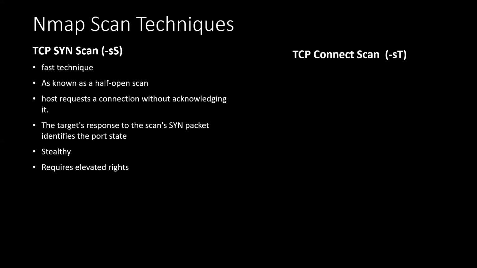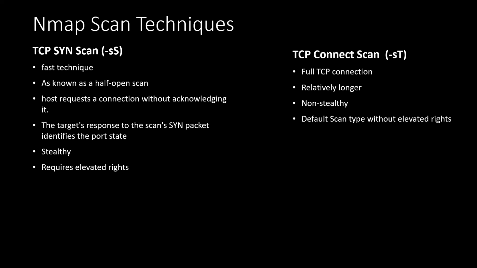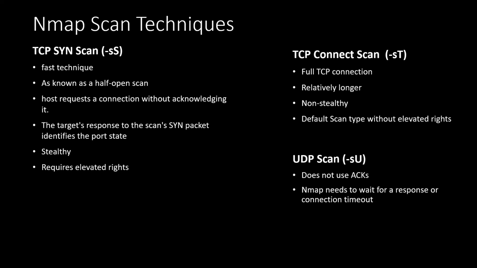The second type is the TCP Connect Scan. This time, it does a full three-way handshake, and it's relatively longer. It's not stealthy, and it is the default type of scan if you don't have elevated rights. And the final type is the UDP scan. With a UDP scan, it does not even use SYN and SYN-ACKs. Once a request is received, it starts sending the packets out.